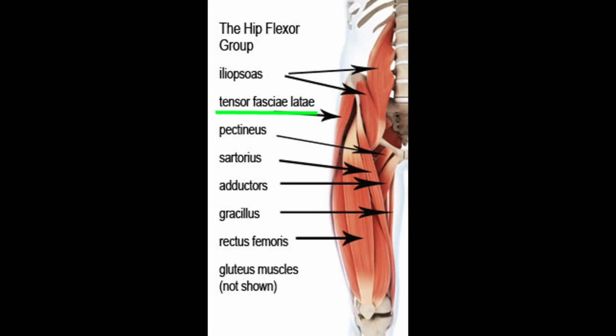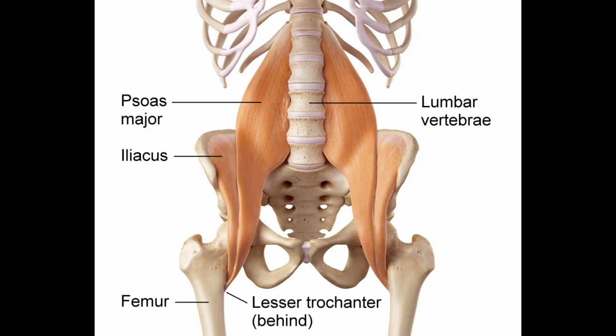Then we talk about our TFL, the tensor fasciae latae. It's the pocket muscle, and that helps with hip flexion, a little bit of abduction, and then internal rotation at the hip. And you've got your grouping of muscles that are known as hip flexors, your iliopsoas, your rec fem, sartorius, and those all help with hip flexion. Some of them help in external rotation, abduction. Iliopsoas is actually composed of two different muscle bellies, the iliacus and the psoas major.